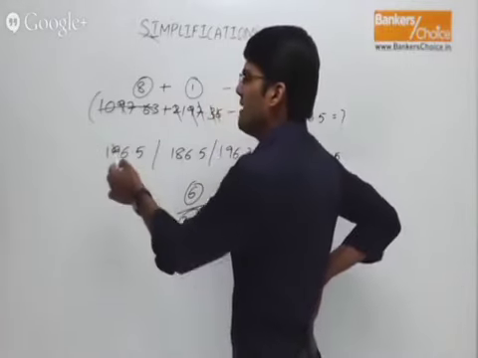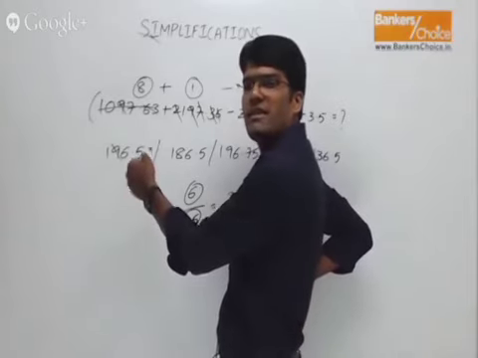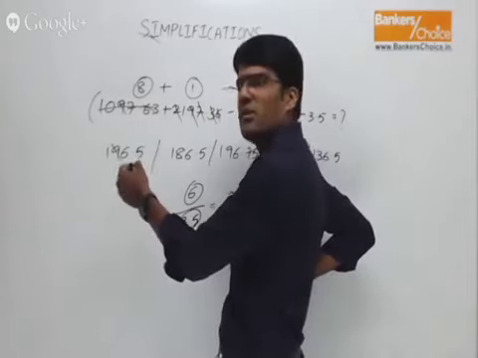196.5. What is the root digit? 1 and 6, 7, 7 and 5, 12. 12 is what? 3. Yes or no? 6 and 5, 11 plus 1, 12. 12 is 3. 3.